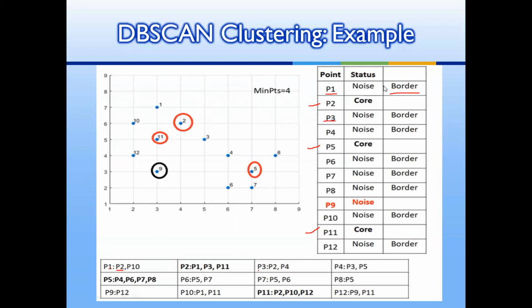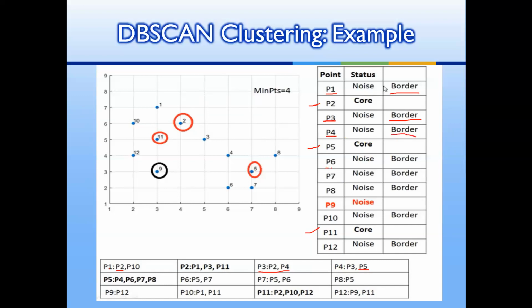Similarly, now check for the P3 point. So here is the P3 group of points, right? So P2 and P4, and again, my P2 is the core point in this group. So my P3 can be converted into the border point, right? My P3 is nothing but the border point. Then next check for the P4 point. My P4 point groups are P3 and P5, and out of this P5 is the core point, right? So definitely my P4 can be converted as a border point here, right?